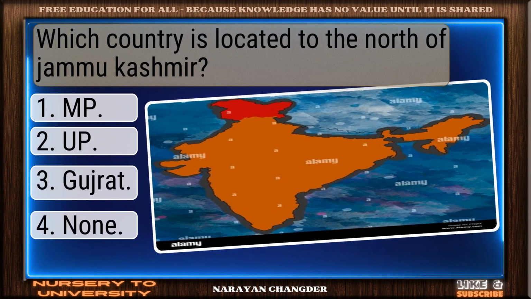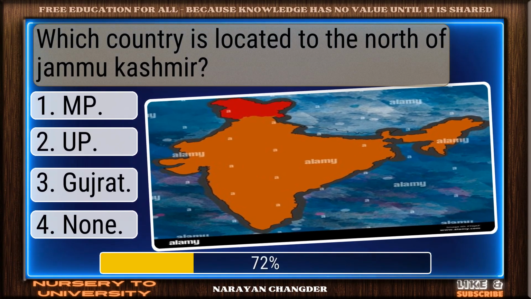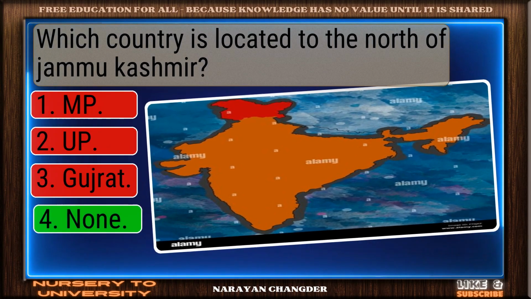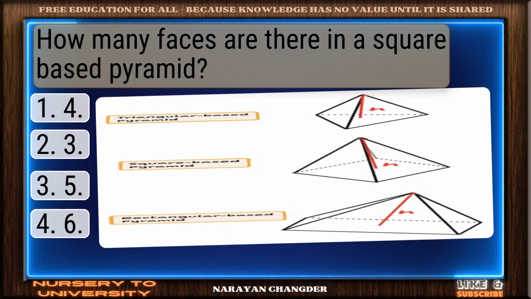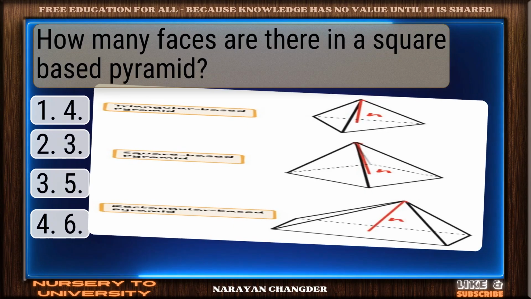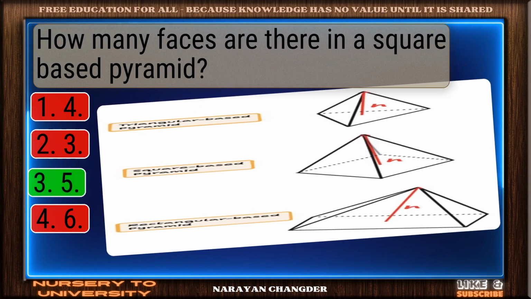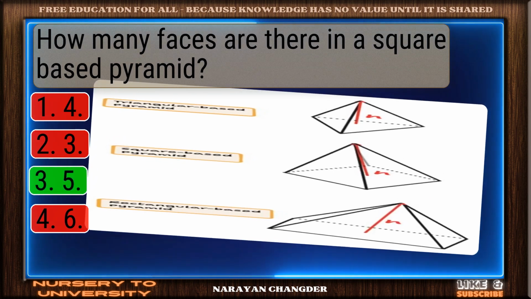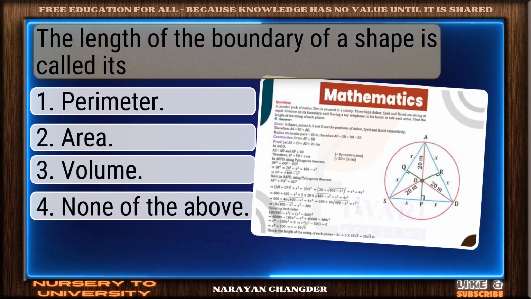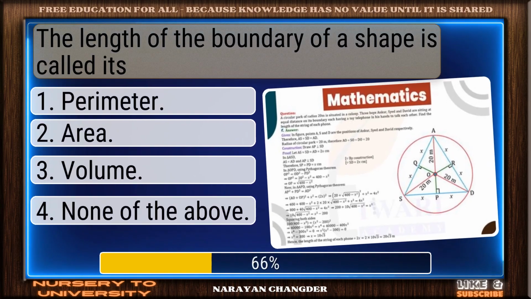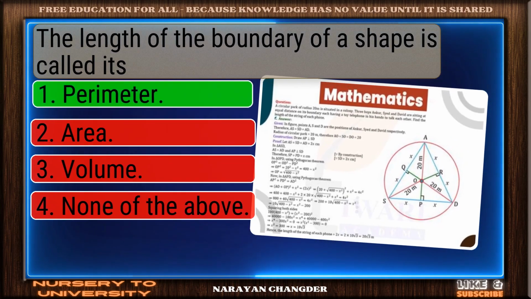Which country is located to the north of Jammu Kashmir? Great job. None is the accurate answer. How many faces are there in a square-based pyramid? Well reasoned. 5 is the correct choice. The length of the boundary of a shape is called its. Excellent choice. Perimeter is the right answer.